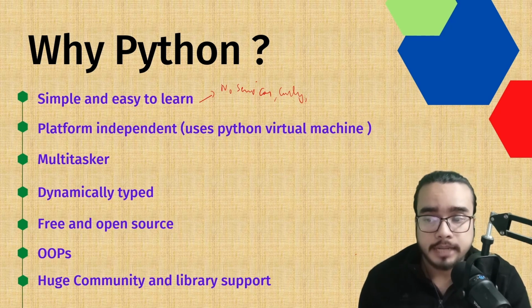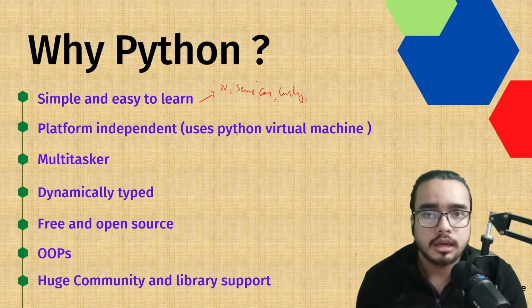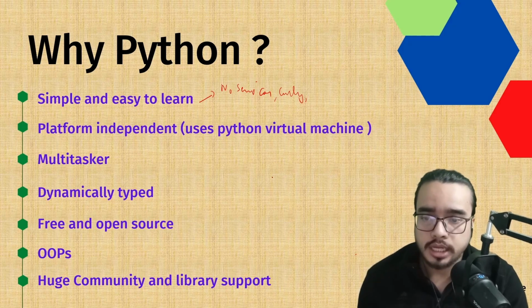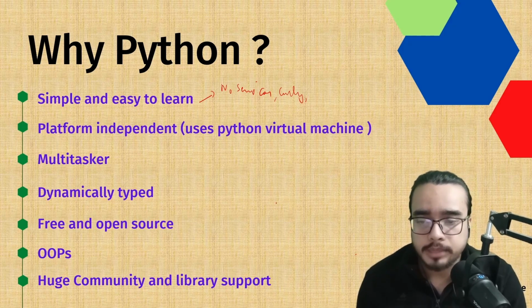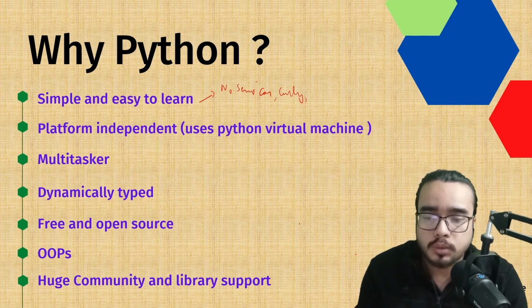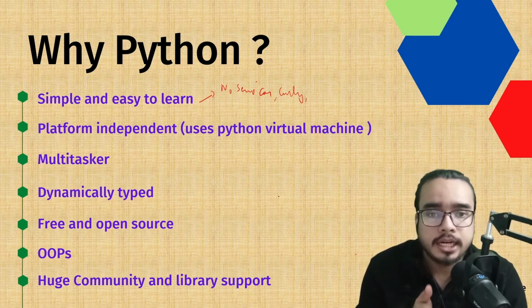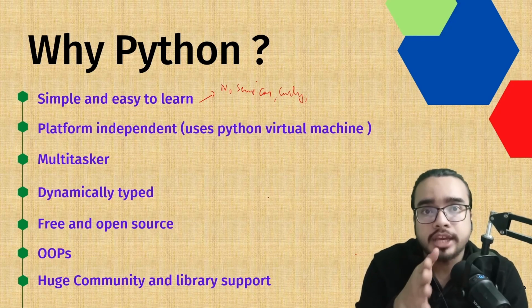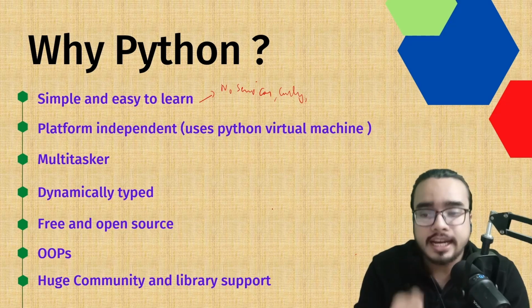So next is dynamically typed. Now this is one of Python's biggest strengths. Let me quickly explain what static and dynamic typing mean, so that I can explain why it's such a big deal. So what static typing does, which exists in C and other languages, is it binds a variable with a data type.